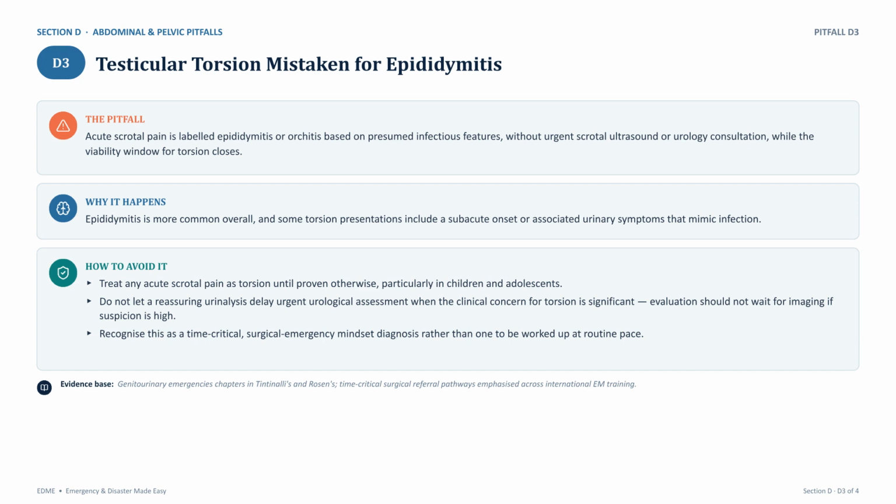Pitfall D3 is mistaking testicular torsion for epididymitis. Because epididymitis is more common, it's easy to overlook torsion. Treat all acute scrotal pain as torsion until proven otherwise, particularly in children and adolescents, and consult urology urgently.